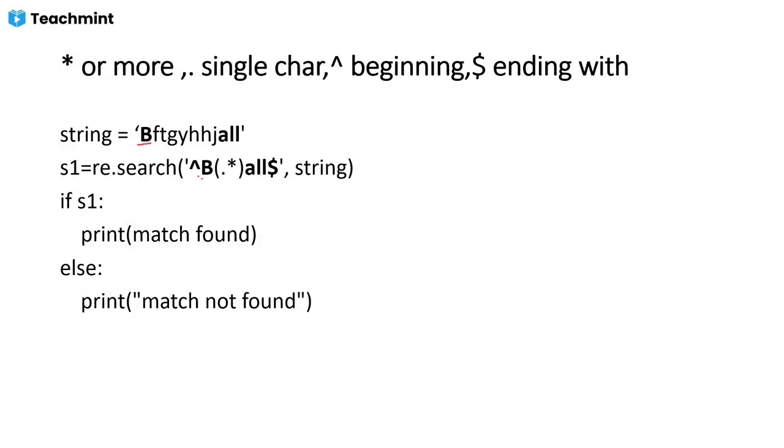I'm looking for B, which is in the beginning. I'm looking for all at the end. Something ends with all. This is a valid pattern because it starts with B and ends with all. I'm not bothering about the things in between.